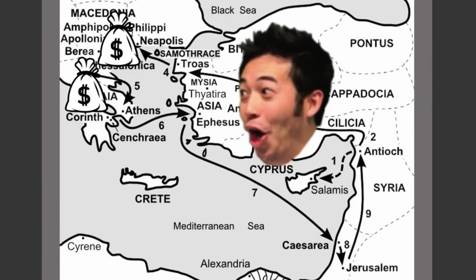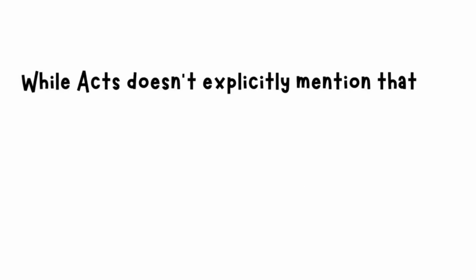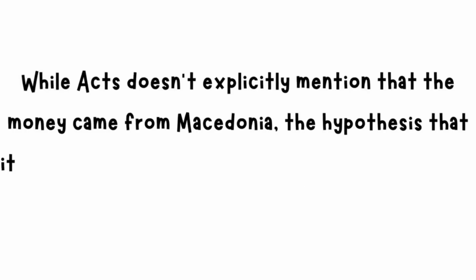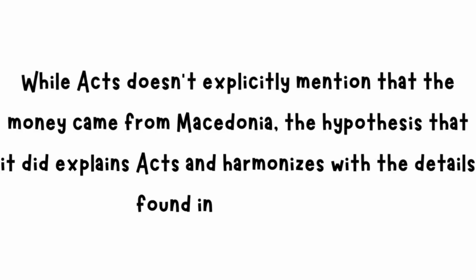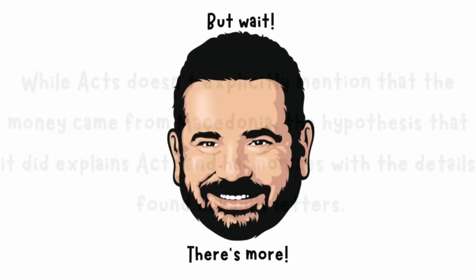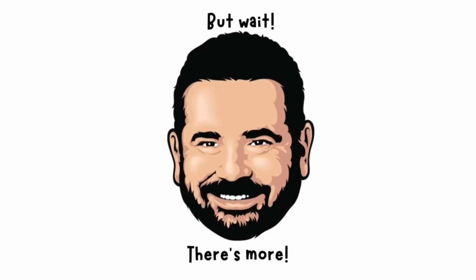Money came to Paul from Macedonia, delivered by Christian brothers. While Acts doesn't explicitly mention that the money came from Macedonia, the hypothesis that it did explains Acts and harmonizes with the details found in Paul's letters. But there's actually more about Paul's touchiness with money that we can discuss here.